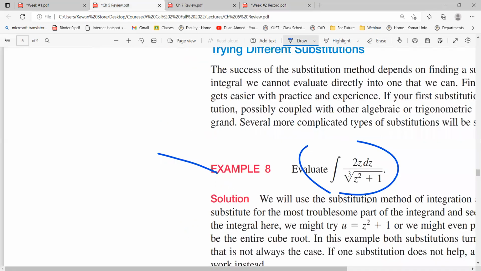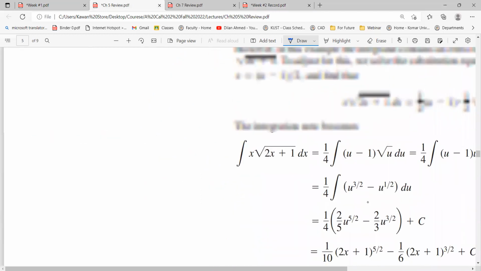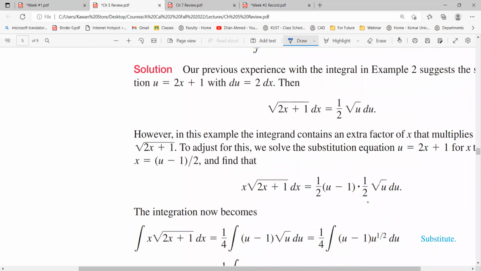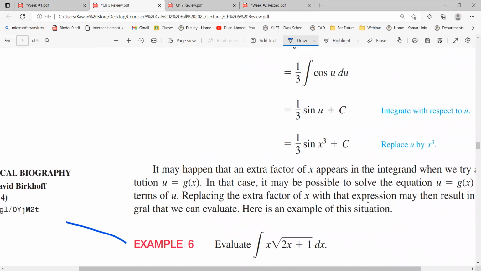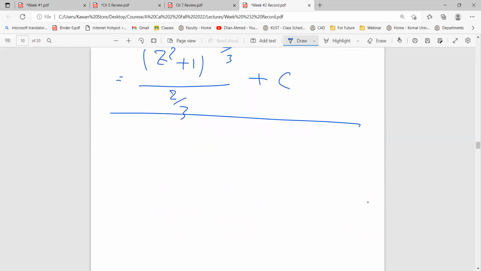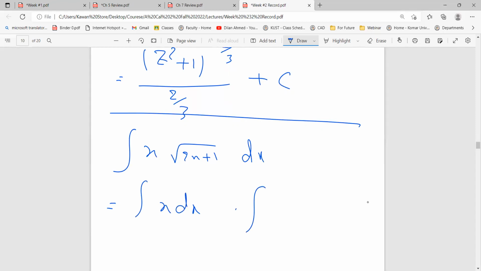How about example number 6? It contains a good idea. How do you solve that one? x over the square root of 2x plus 1. Separate them. How? I mean x dx, okay. Okay. Any other idea?